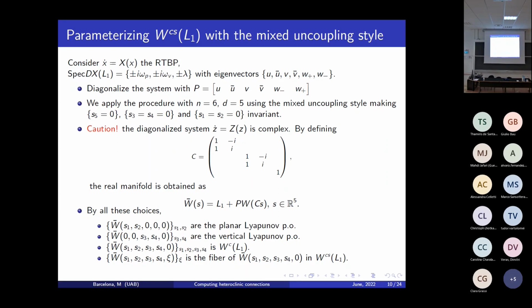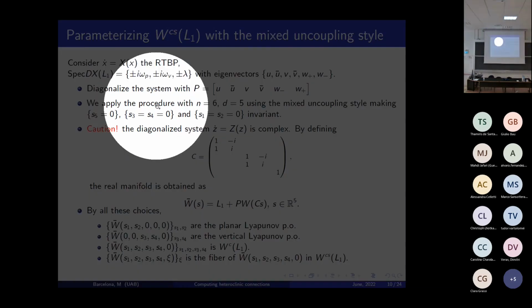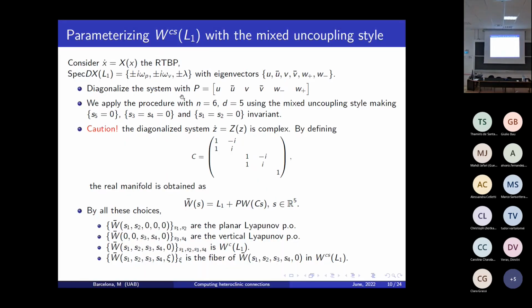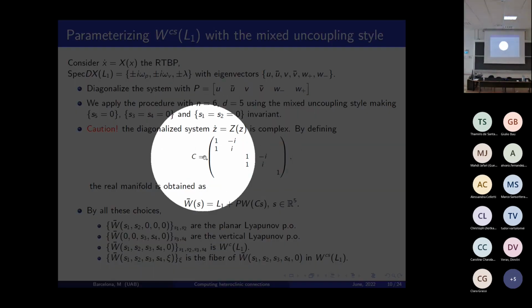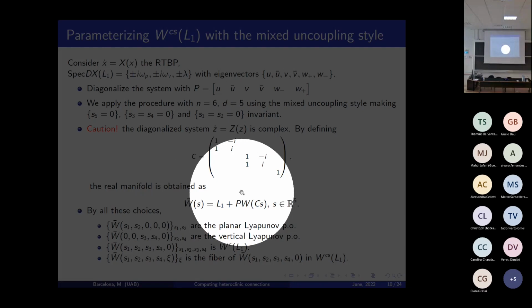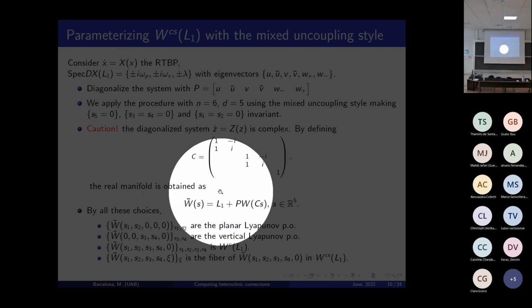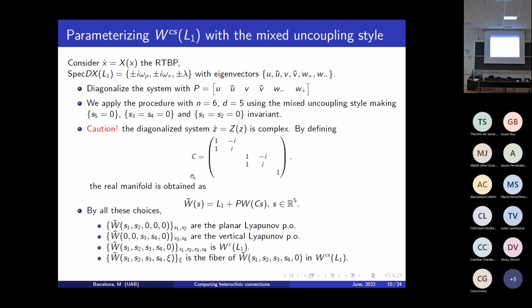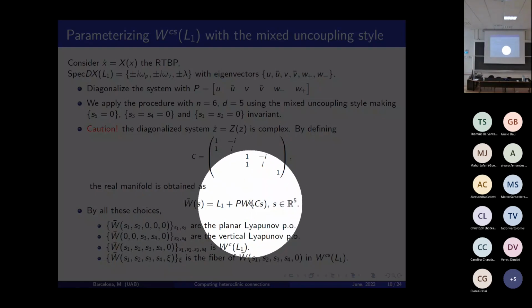This will also be uncoupling the first four components of the reduced vector field from the last one. Just a remark: this change of variables introduced by P gives us a system of differential equations which is complex. So defining this matrix C, we can obtain the real manifold by undoing the change of variables, computing this expression over here. In fact, what we are computing is this W without the overline.